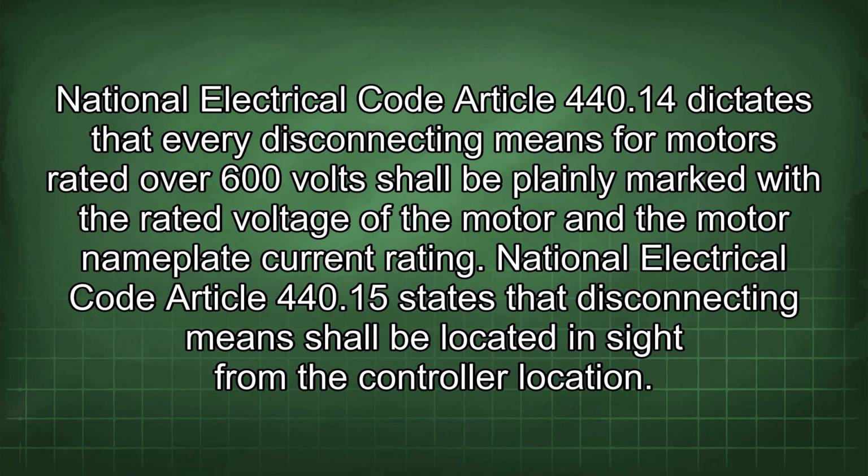National Electrical Code Article 440.14 dictates that every disconnecting means for motors rated over 600 volts shall be plainly marked with the rated voltage of the motor and the motor nameplate's current rating. National Electrical Code Article 440.15 states that disconnecting means shall be located in sight from the controller location.